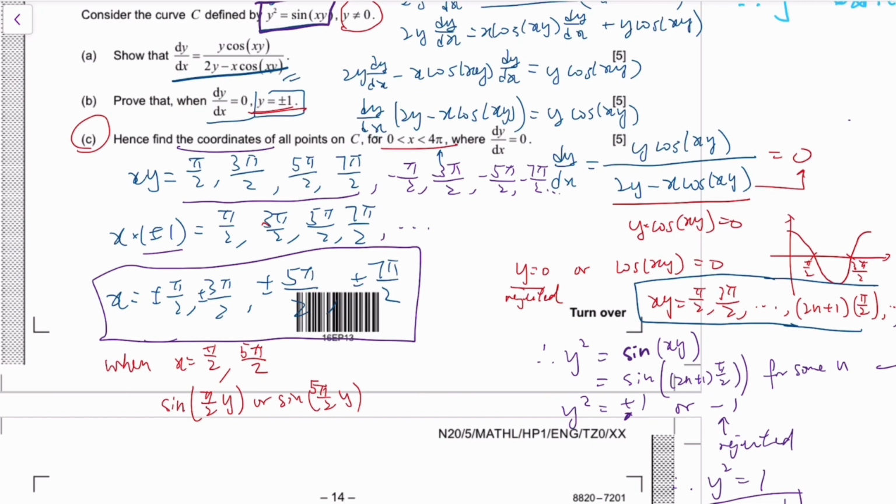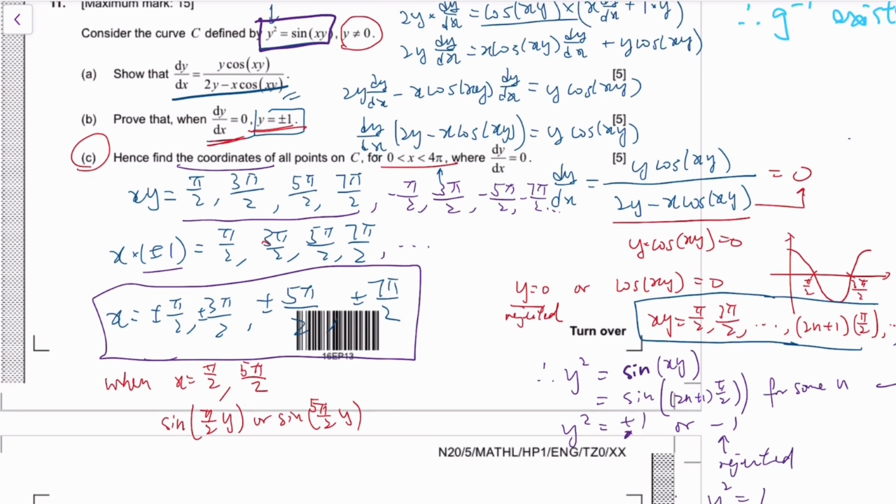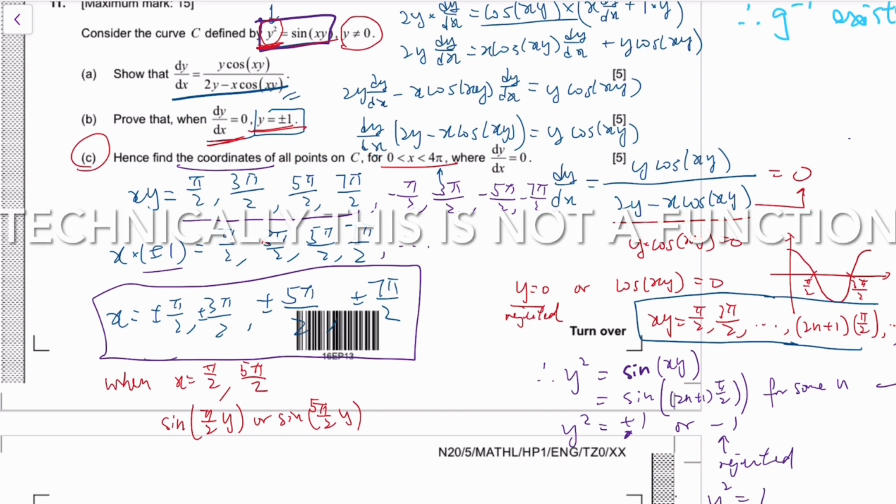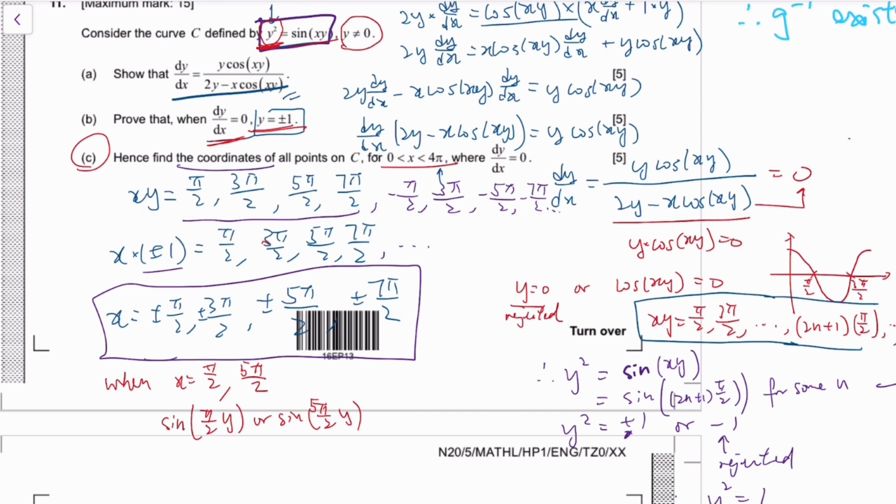Because y only has two choices, either positive 1 or negative 1, in order for dy dx to be 0. But remember the left hand side of the function is y squared. No matter what choice of plus 1 or minus 1, when y gets squared, it has to be positive 1. So this y has to be whatever it should be, so that this whole thing still gives you positive 1.